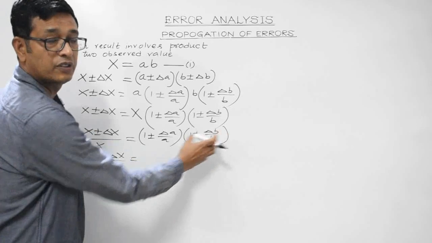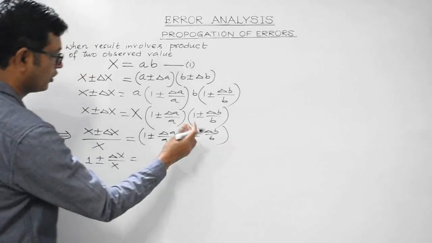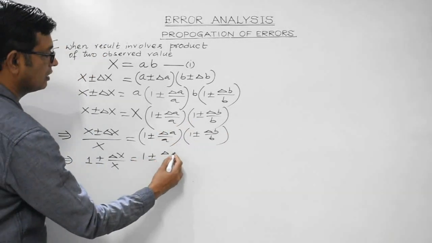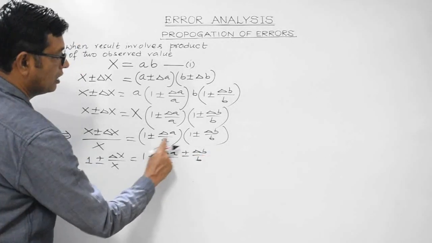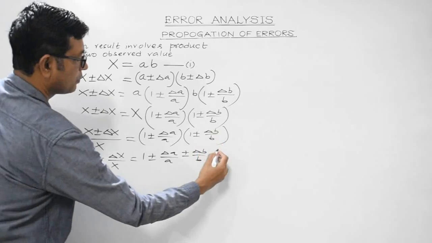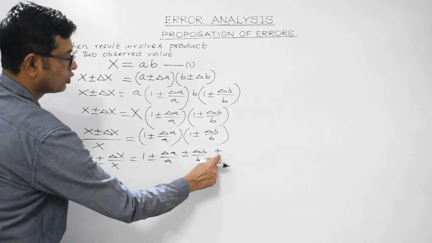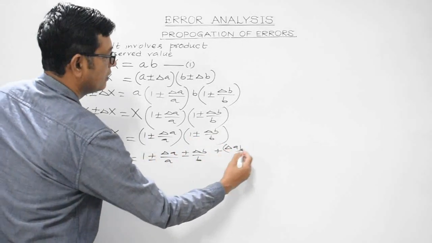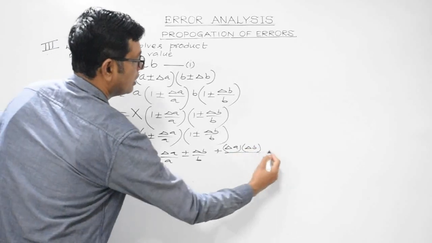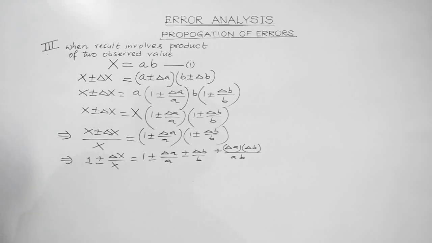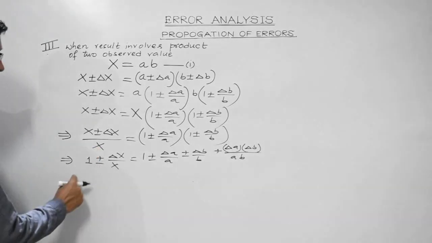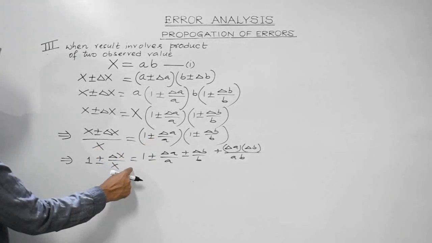Now, product of these two, you can open the bracket. So what you get is 1 plus minus del a by a plus minus del b by b, and product of these two terms, plus plus is plus and minus minus is also plus. So we get del a del b divided by ab. Simply open the bracket and just solve it. So we'll get this. 1 gets cancelled, right?